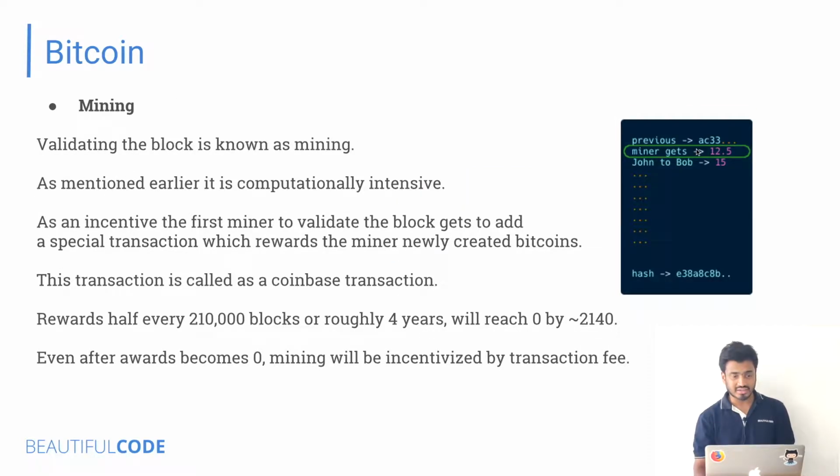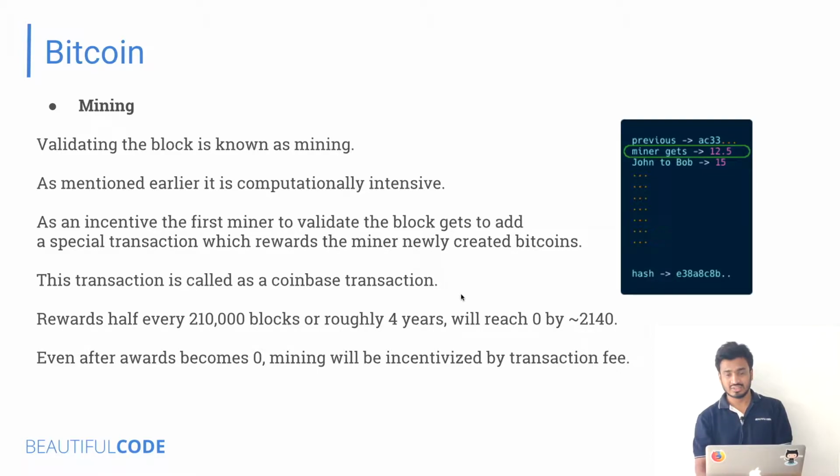And finally, mining. So we know that mining is to find a valid nonce number, but that is computationally intensive. Why would anyone want to do that? To incentivize that, a miner can get to add a special transaction that rewards him an amount of bitcoins. So new bitcoins are created and the miner gets those bitcoins. This transaction is called a coinbase transaction, and every 4 years that amount is halved.